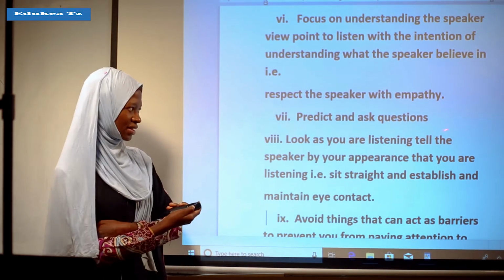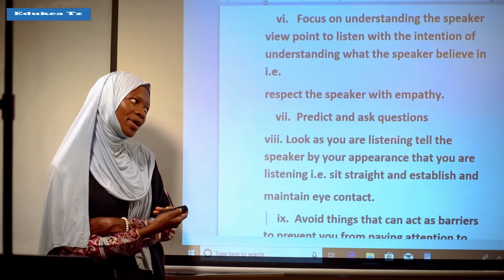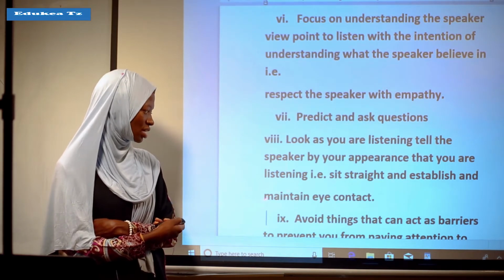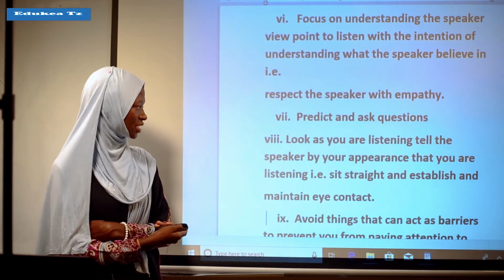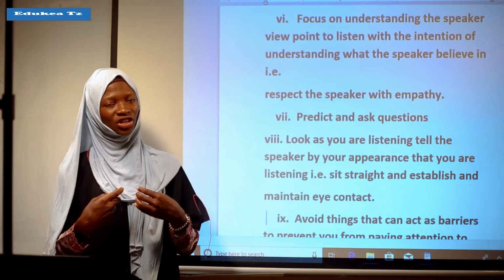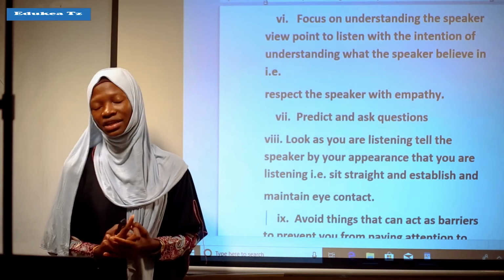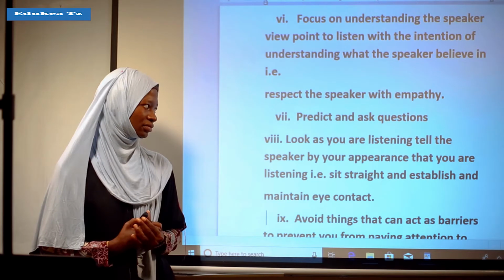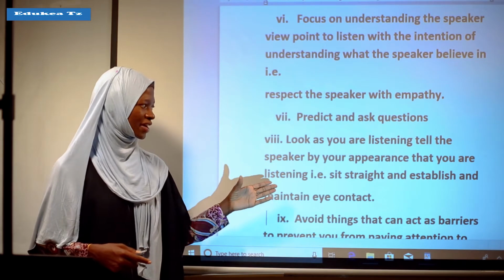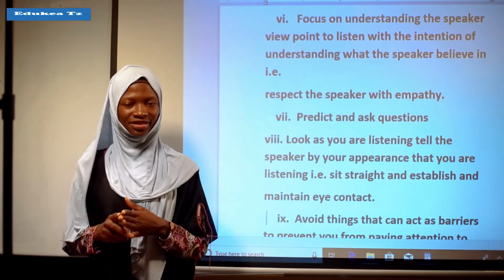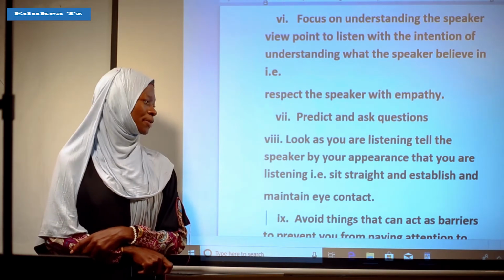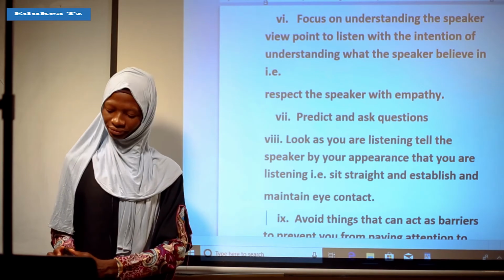Then look as you listen. Tell the speaker by your appearance that you are listening. That is, sit straight and maintain eye contact. Even the speaker will know that the person is listening to him. So you have to sit straight facing the speaker and maintain eye contact with the speaker.